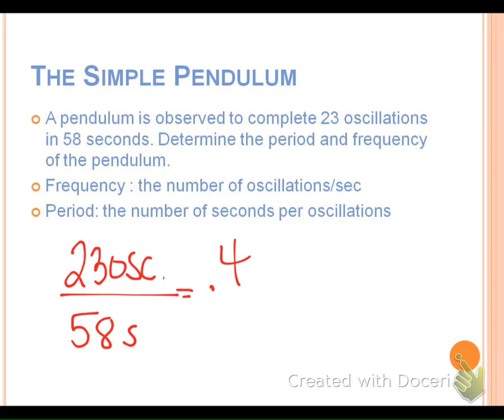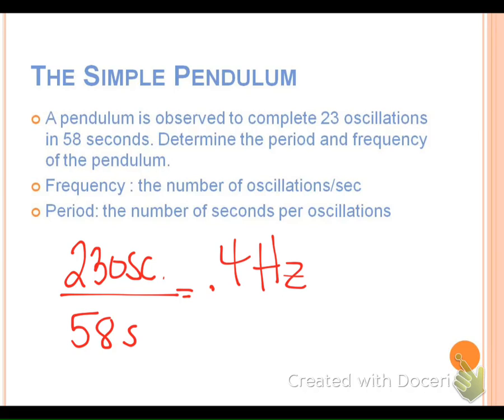All right, and what's our units then for frequency? Hertz, or oscillations per second. Remember, oscillations are any complete cycle that goes back and forth. So any vibration that goes back and forth, anything that rotates all the way back and forth, any oscillation is a total back and forth motion. So we have the frequency of 0.4 hertz.